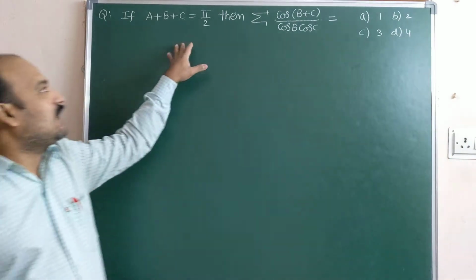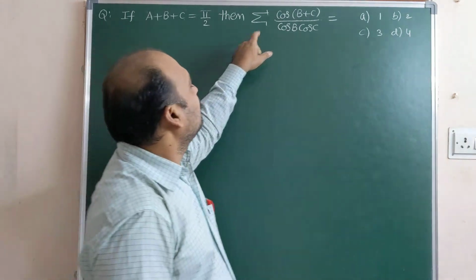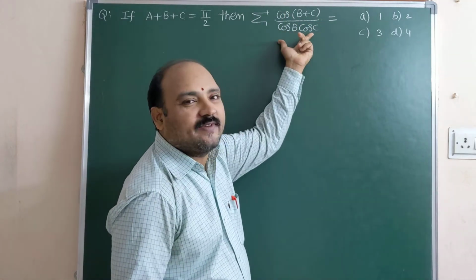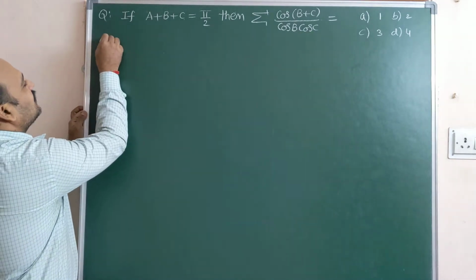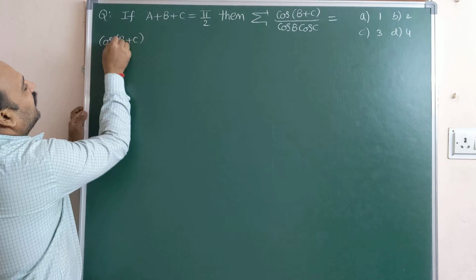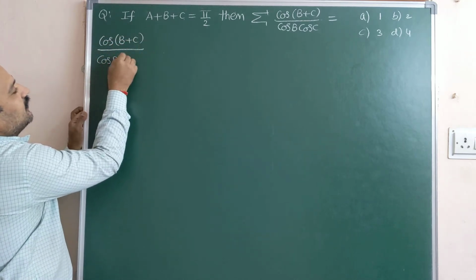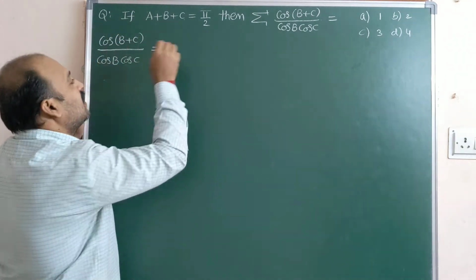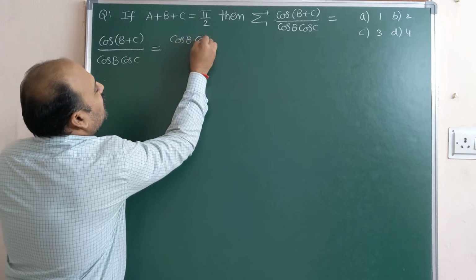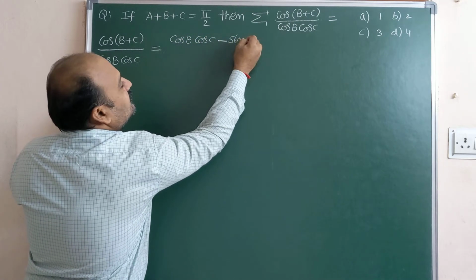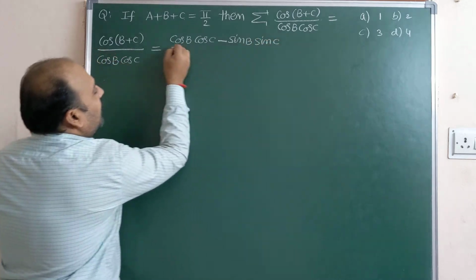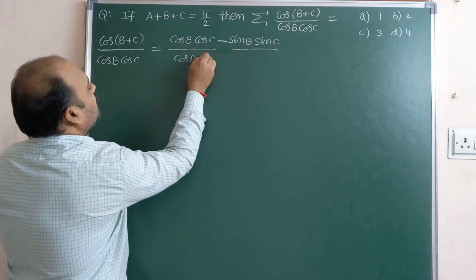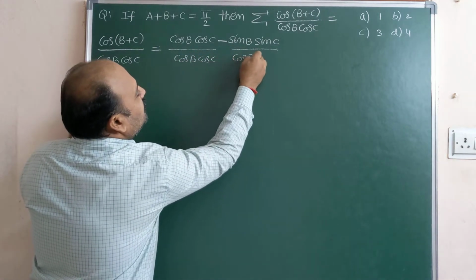The next question: if A plus B plus C equal to pi by 2, then sigma cos of (B plus C) by cos B cos C equals? First we need to simplify this value. So cos of (B plus C) by cos B cos C. Cos of A plus B formula: cos A cos B minus sin A sin B. So cos B cos C minus sin B sin C, whole divided by cos B cos C.